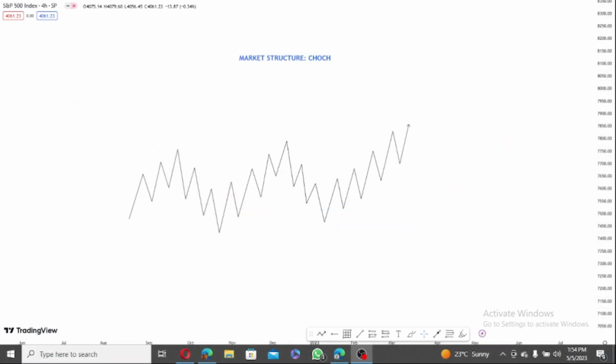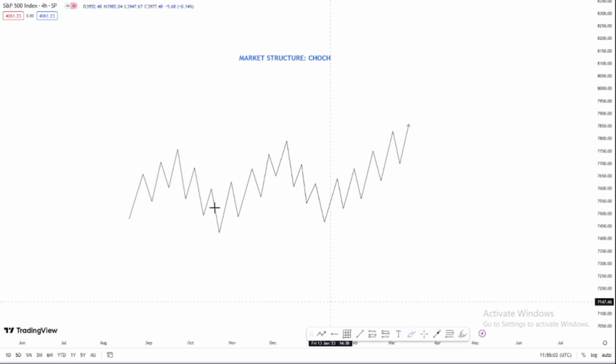So let's talk about change of character, right? Change of character is part of market structure because you need to know when the market is changing in character. Meaning, let's say the market was pushing to the upside, now the market is changing to be a downtrend. You need to understand what happens, and then how to take advantage of that as well, right? So in this example, as you guys can see, let's start with this piece of price action here.